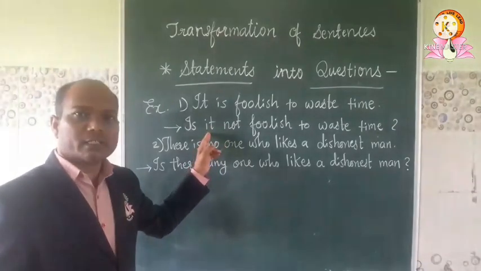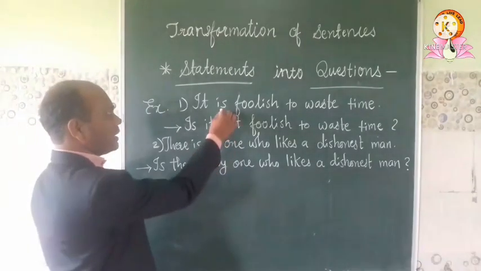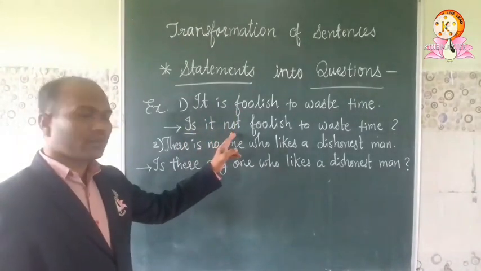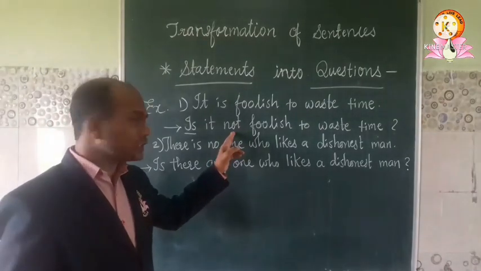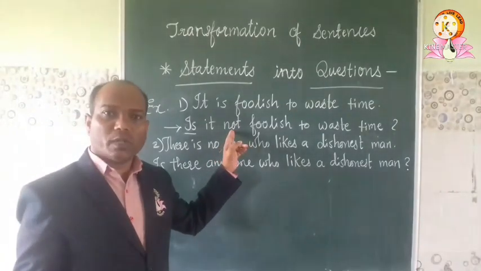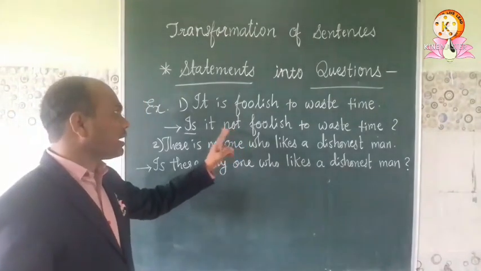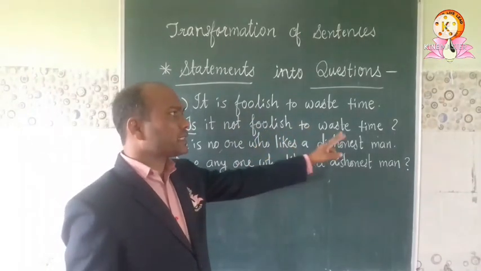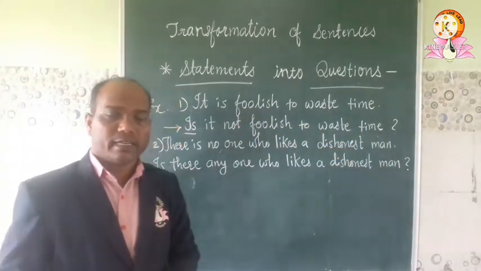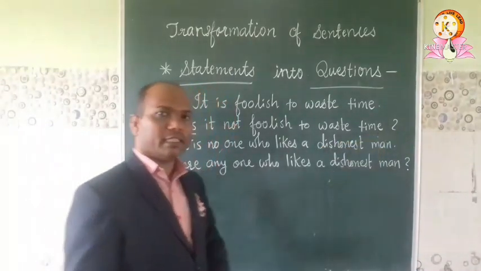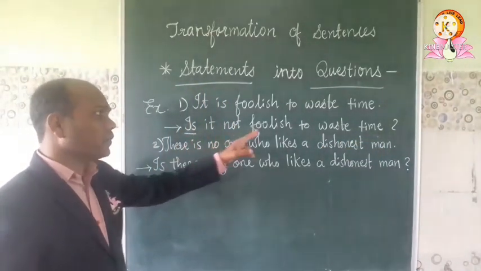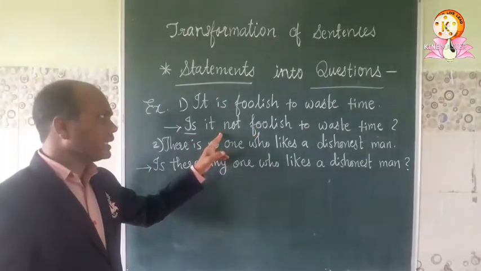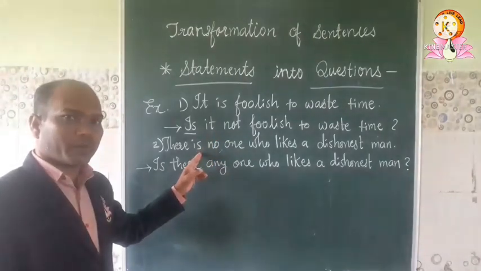Here, let us make yes-no type of question. First, we have to use the helping verb. Here, the helping verb is. After that, the subject it. Now, we have to make it negative question. So, here, not. For making the negative sentence, we have to use not. So, here, after subject, not. Then, remaining part of the sentence, that is foolish to waste time, and the sentence ends with the question mark. In this way, we can write the answer. Is it not foolish to waste time? This is the question. It is in negative form. Next example.